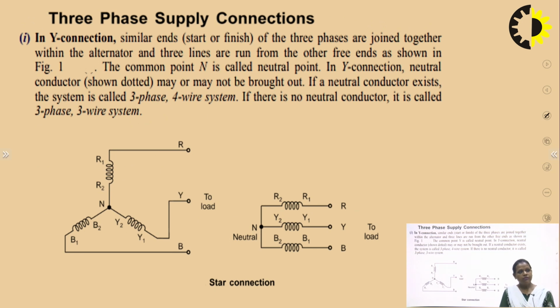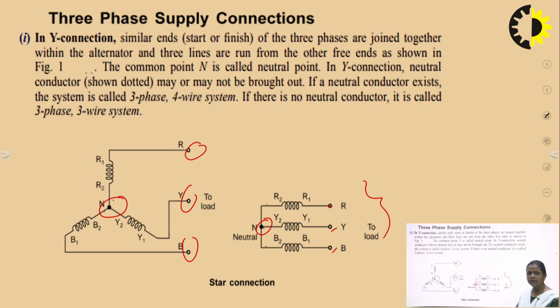Now coming to the three phase supply connection. In star connection, the similar ends of the three phases are joined together within the alternator and three lines are run from the other free ends. This is shown in the figure. Here you can see that one end of all the coils is connected here, right? So this is making a star connection and the other end is free, which is connected to the load. Similarly, this is also a star connection. Here also you can see that one end is connected to a common point and the other end is free to be connected to the load.